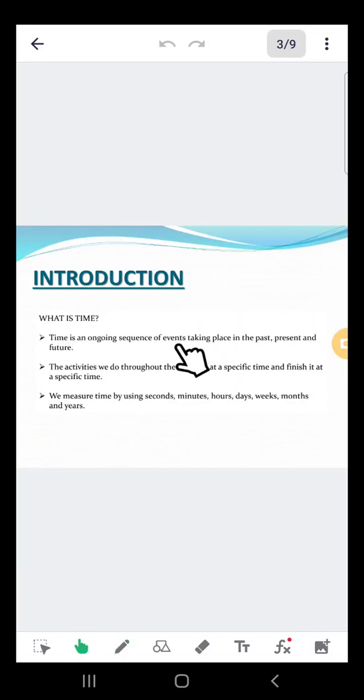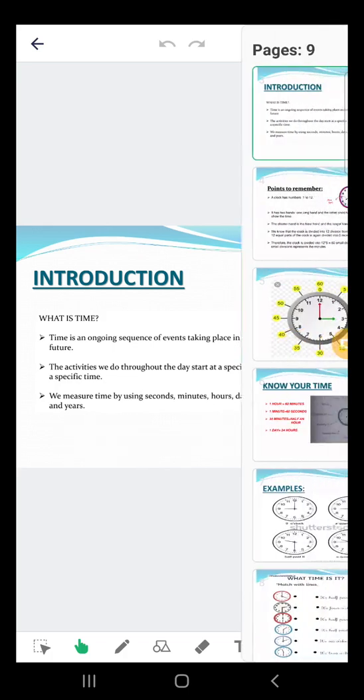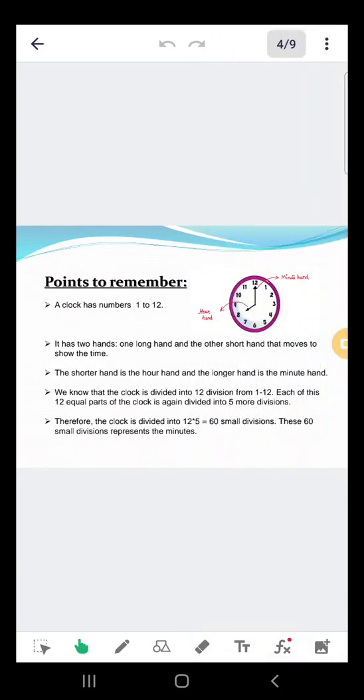Time is an ongoing sequence of events taking place in the past, present, and future. The activities we do throughout the day start at a specific time and finish at a specific time. We measure time by using seconds, minutes, hours, days, weeks, months, and years. So now let us see some points to be remembered.